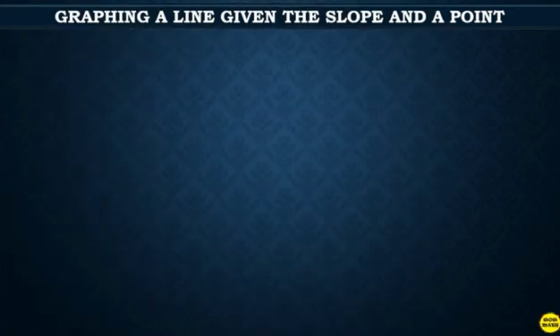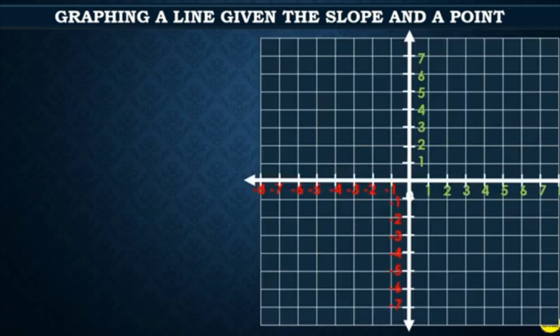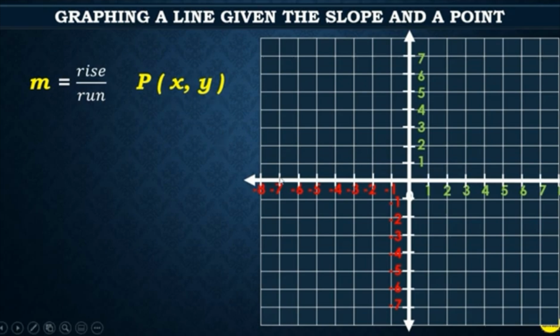So, how are we going to graph a line given the slope and the point? Dito, ang given na natin ay yung slope at point, hindi na y-intercept. Okay? Pero yung process ng pag-graph natin, same lang po. Ang pinagkaiba lang, dun sa previous video natin, intercept ang given. Dito, point po. Okay? So, let us graph.